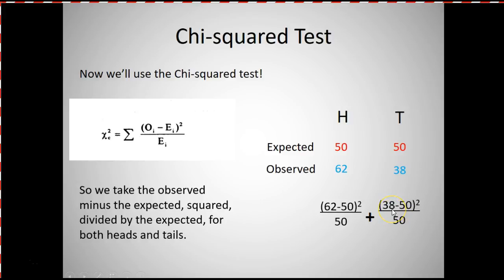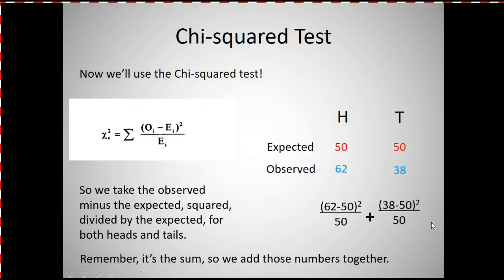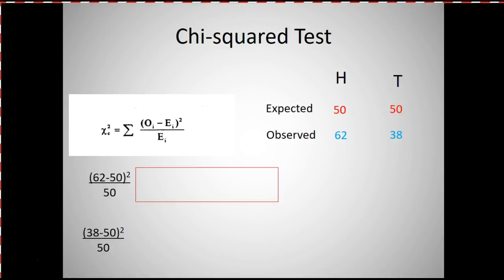We do the same for the tails: the observed, 38, minus the expected, 50. We're going to square that. Of course, that's going to be a negative number, but anytime you square a negative number, you always get a positive. So you'll never have negative values when you do this chi-square test. Then we divide by the expected again, which is 50. Then we have to add those two numbers together.